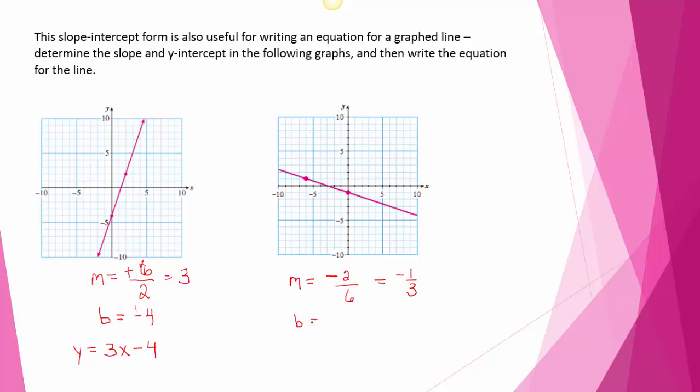My b in this case is where it crosses the y-axis. It crosses at -1. And so now I have my slope and my y-intercept. I can plug it into my formula. y equals the slope, -1/3, times x, plus the y-intercept, which is -1, so it would be minus 1.